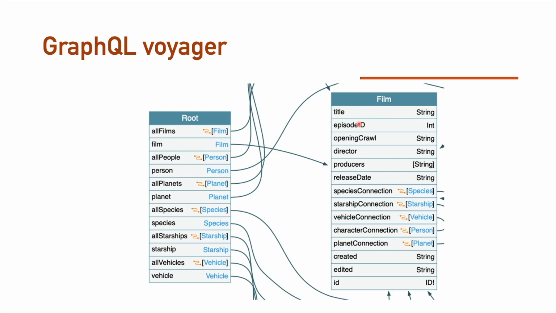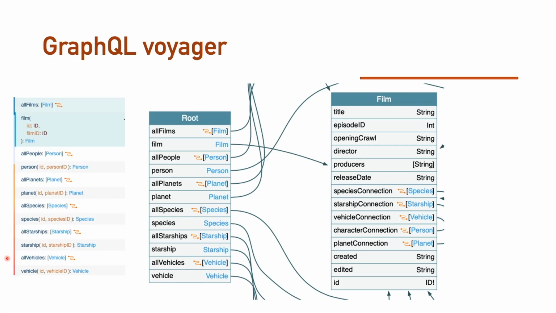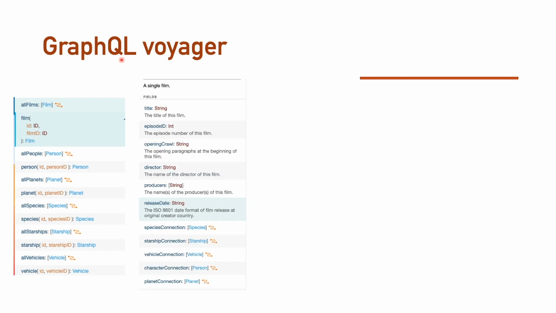That goes to this film data type, which we can see has a title, which is a string, an episode ID, which is an int. But if we look down here, you can see we have links then to things like species, starship, vehicle, person, planet, what have you. Now, if we look to what will be on the side, we can see the arguments. So we can see all films here doesn't have any arguments, but film can use an ID and a film ID. The same for person is ID and person ID, and what have you.